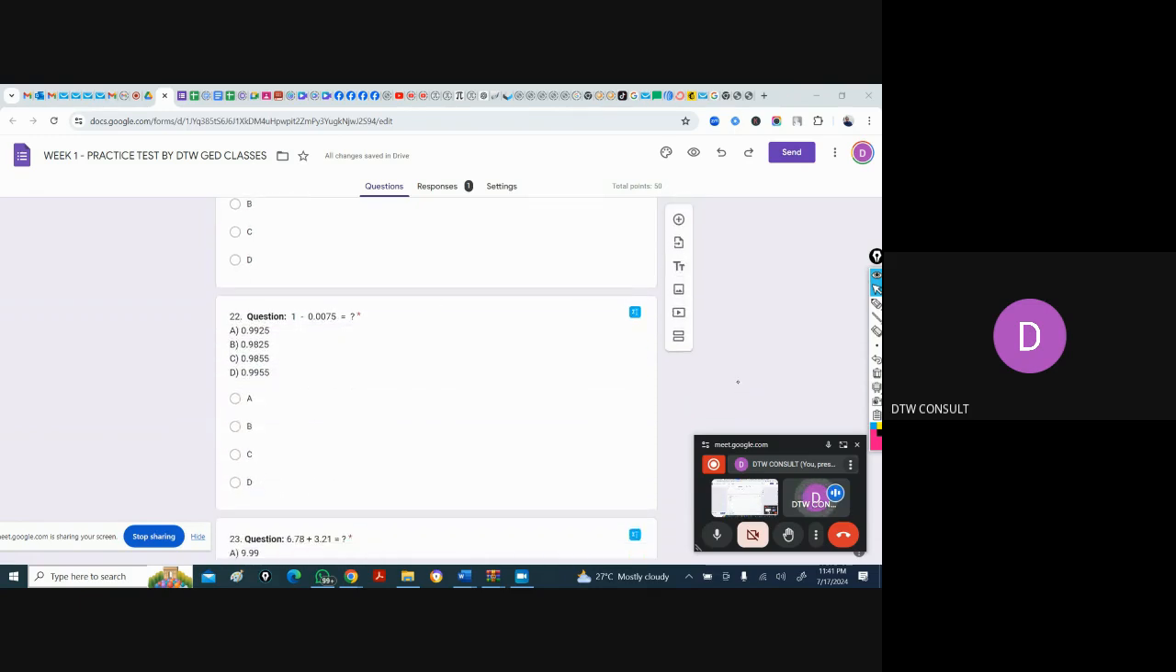So 22, it says 1 minus 0.007. So you just put 1.000, okay? Then 0.0075, you can put a zero here. So you know 1 is greater than this, right? Yeah. Sikra? What is it? He got the right answer. He subtracted. Correct. Okay, okay, good, good.